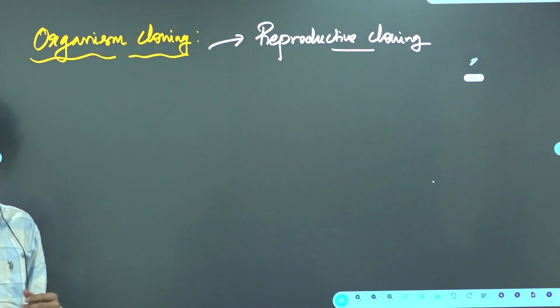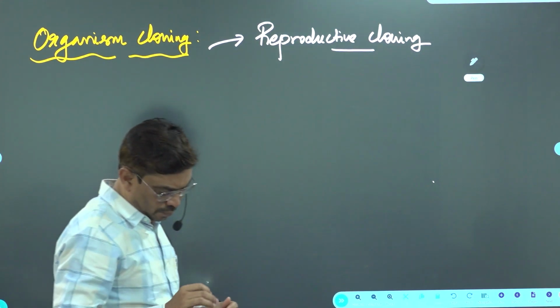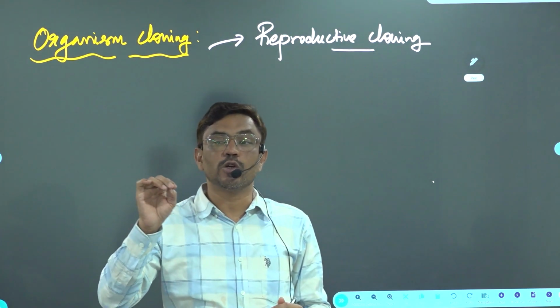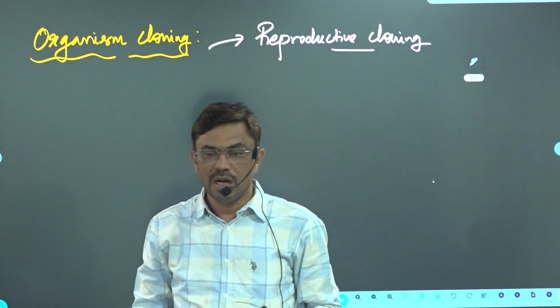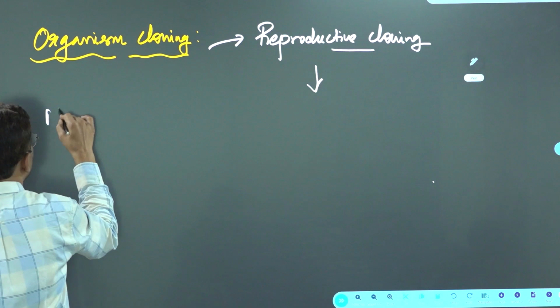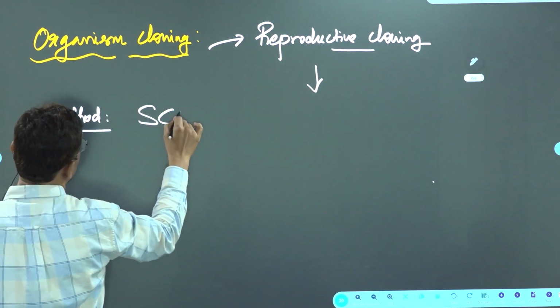The question was given in the previous UPSC prelims exam. The biotechnological process involved in the reproductive cloning process is, he has given various options. And the option here is reproductive cloning. The method involved in reproductive cloning is SCNT.